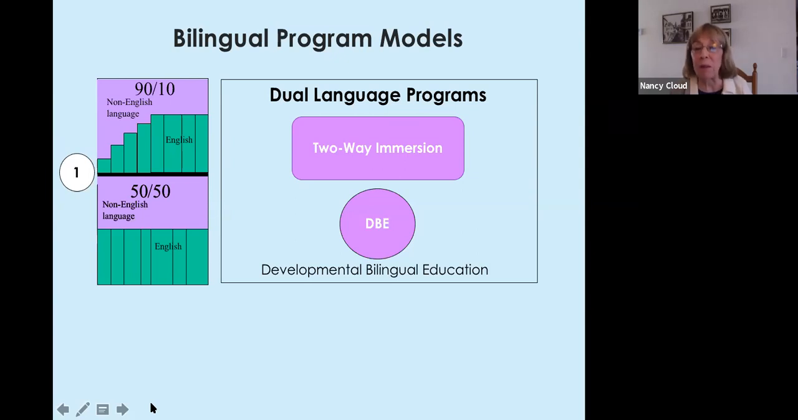It's just you're not mixing the heritage language speakers with English only speakers. It's a cohesive group that only includes heritage language speakers. Some of you might be working in such a program where you only have kids that are from the language background, the non-English language background.